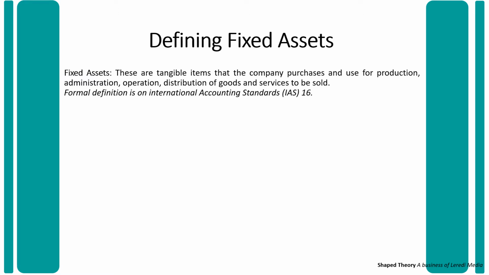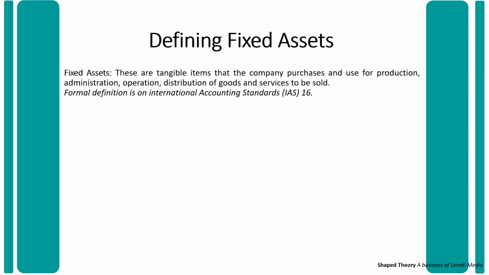Let's get to work. Let's look at fixed assets. What are fixed assets? How do we define fixed assets? You'll see on the slide that I have, we say that fixed assets are tangible items or assets that the company purchases and uses for production, administration, operation, and distribution of goods and services.